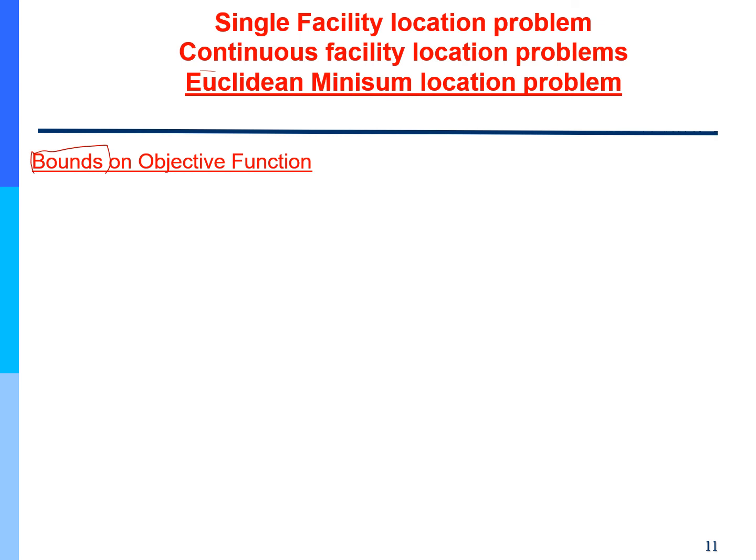Remember, we want to calculate the optimal objective function value of the Euclidean problem, which let me represent as f(x*, y*). This is the optimal objective function value of the Euclidean problem.